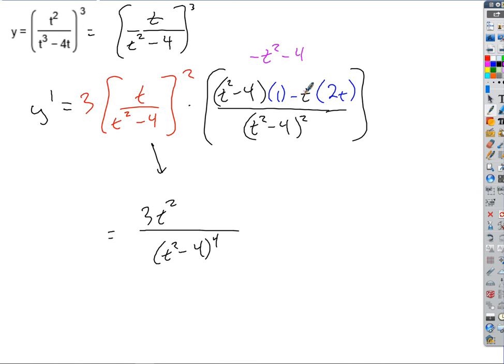What can we do with that? Well, one thing I would definitely do, and I strongly encourage you to do this, this really helps. Let's factor the negative out. So we'll put the negative out in front with the 3, right? Which is going to make that what then? T squared plus 4.